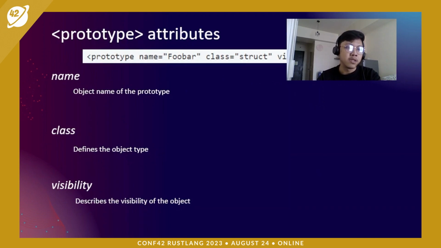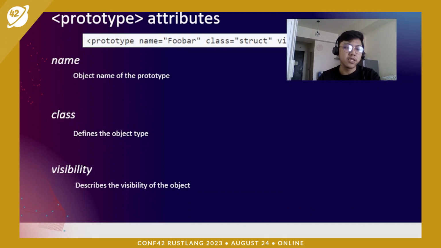Next, let's discuss the attributes of the prototype element. In our prototype element, we have the attribute name, which is the object name of our prototype. This will also be used to name the module itself. So if you have foobar, then our module will be named foobar.rs, with .rs as our file extension. Next attribute is class. It defines the type of our object. In class, we can define that our object can be struct, enum, or trait.